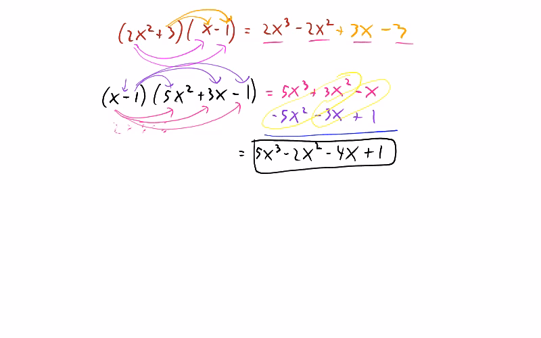Remember, the key to all of this is take every term in the first factor times every term in the second factor when you do the multiplication. And if you have more than 2 factors, just do the multiplication 2 factors at a time, and then keep on going.